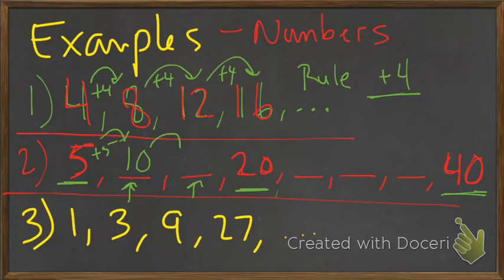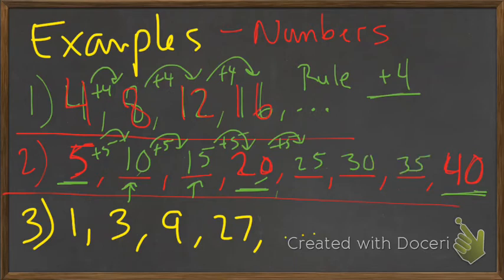Maybe we can go up another 5, plus 5. We get 15. Now it's kind of starting to look like 5, 10, 15, 20. We're going up by 5 each time, plus 5, plus 5. This will be 25, 30, 35, plus 5 is 40. So we got a rule here. Rule, plus 5.